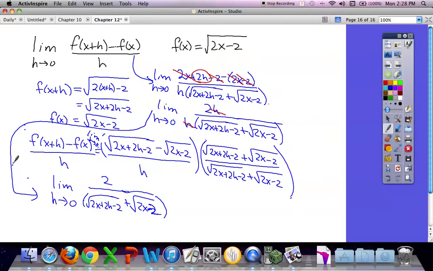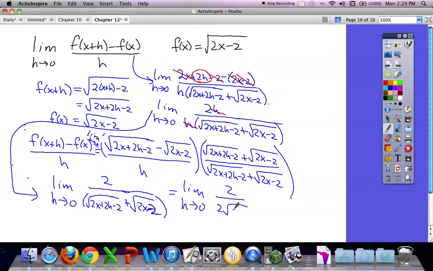So now what happens if you do direct substitution? Does it lead to a divide by 0? I mean, notice the reason that it led to a divide by 0 up here, right, is because that was a minus, right? Because if you put in a 0 here, now you got the square root of 2x minus 2 minus the square root of 2x minus 2, 0. But that's a plus now. So when I put in h equals 0, I've got the square root of 2x minus 2 plus the square root of 2x minus 2. So this is the limit as h approaches 0 of 2 over 2 times the square root.